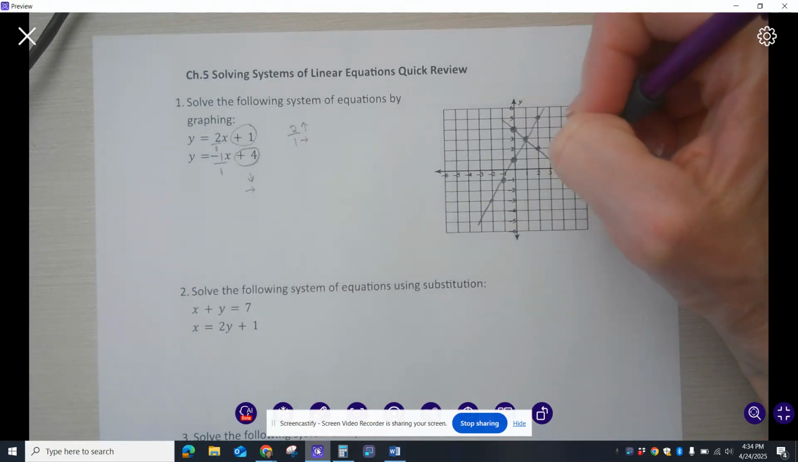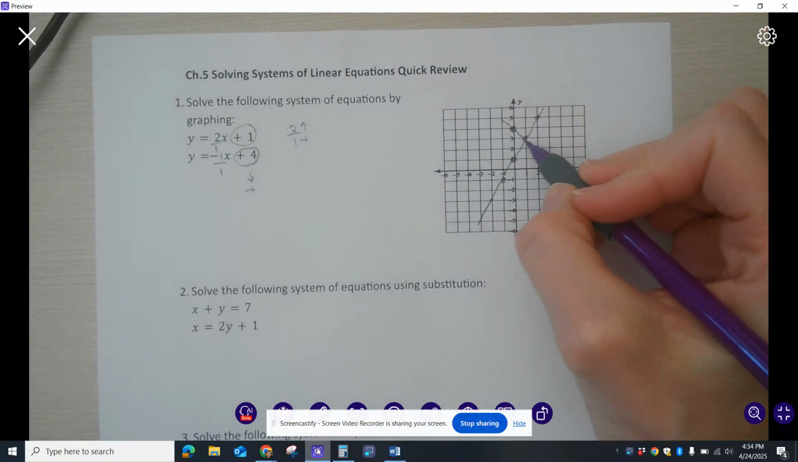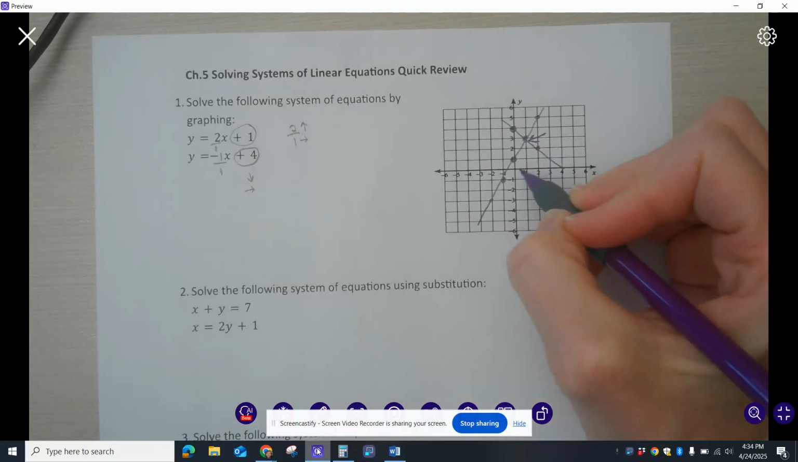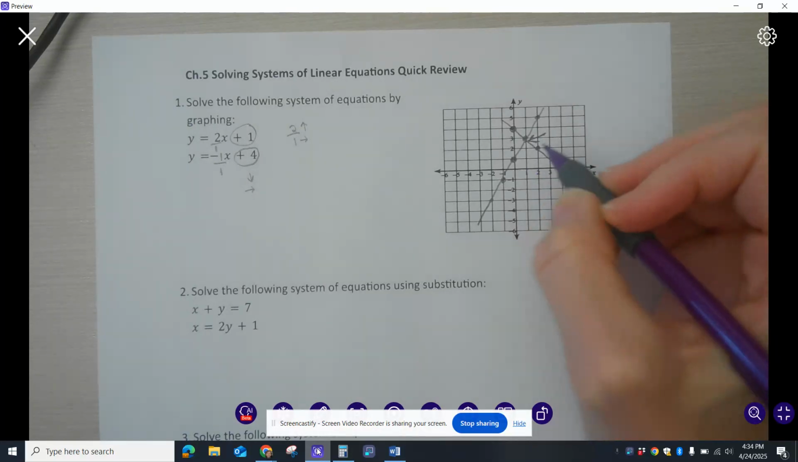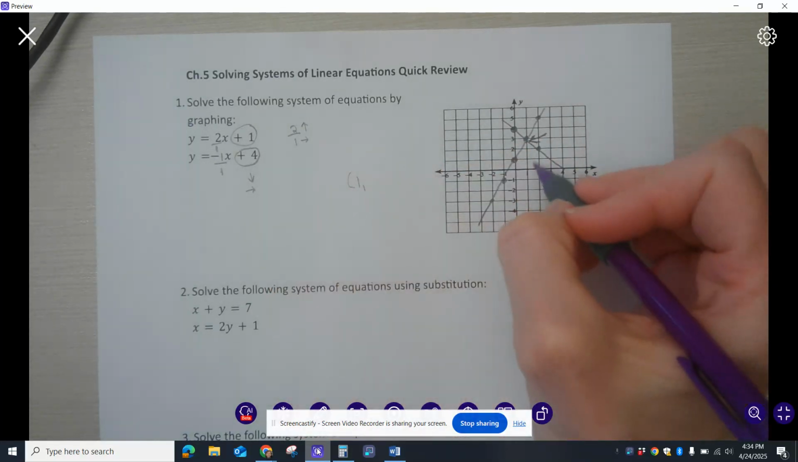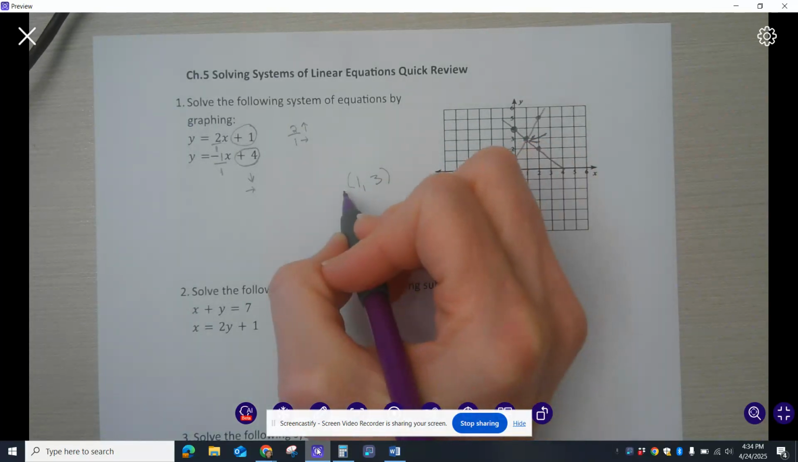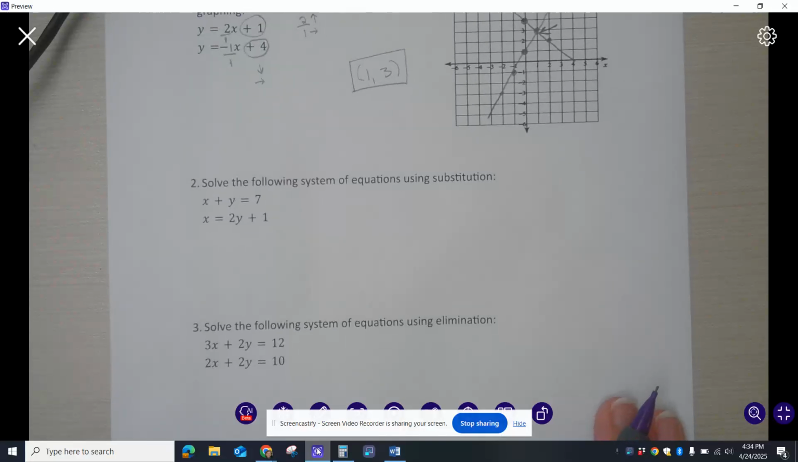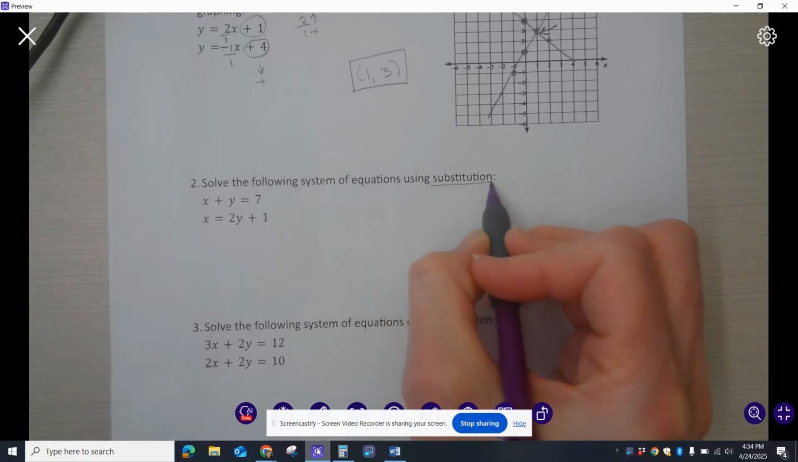So the solution is the point that is on both lines, or the point that is common to both lines, which is that point right there. So this solution is x is 1 and y is 3. Remember, your solutions in Chapter 5 will always be a coordinate point. The next method that we learned was substitution.